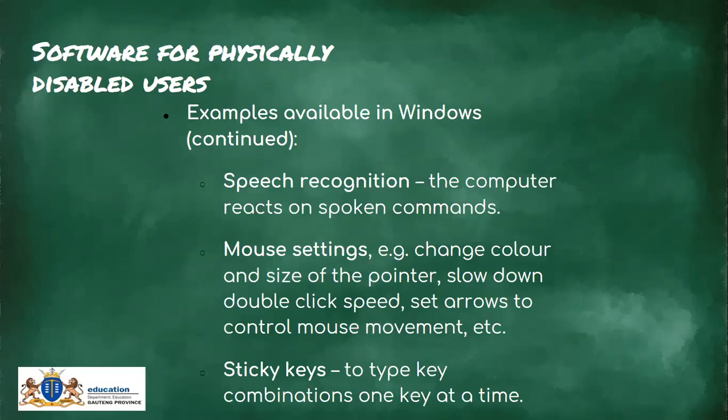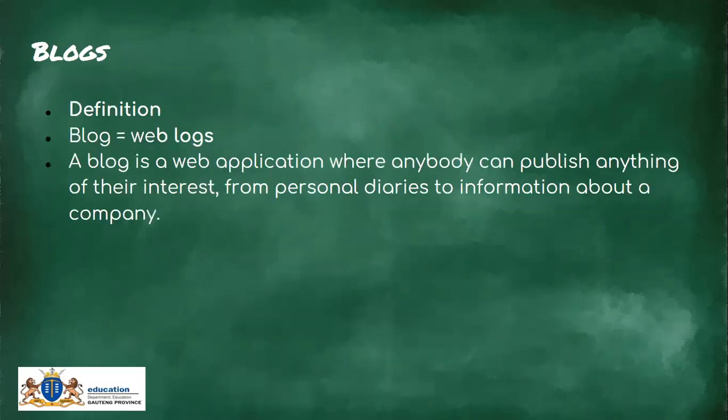Example, available in Windows. Speech recognition, the computer reacts to spoken commands. Mouse settings, usually change the color and size of the pointer, slow down the double click speed, set auto to control mouse movements, etc. Sticky keys to type a key combination, one key at a time. So that's what you must do.